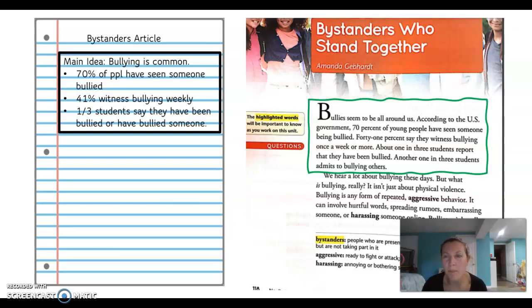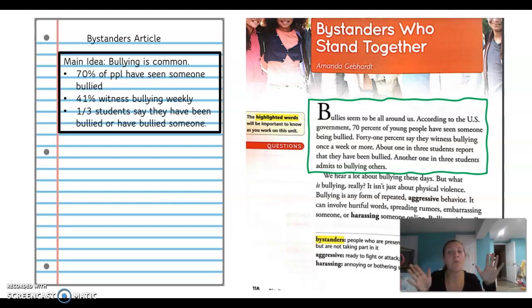"We hear a lot about bullying these days, but what is bullying really? Isn't it just about physical violence? Bullying is any form of repeated aggressive behavior. It can involve hurtful words, spreading rumors, embarrassing someone, or harassing someone online."